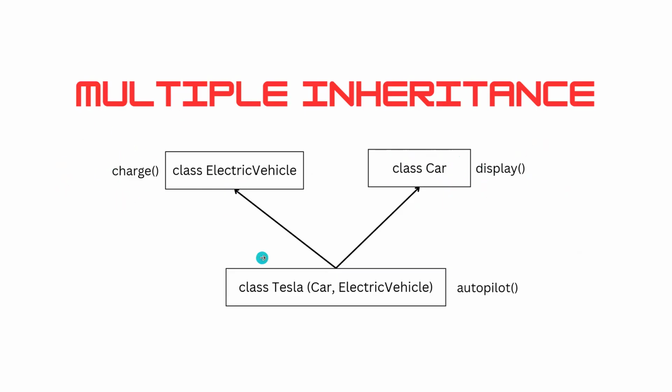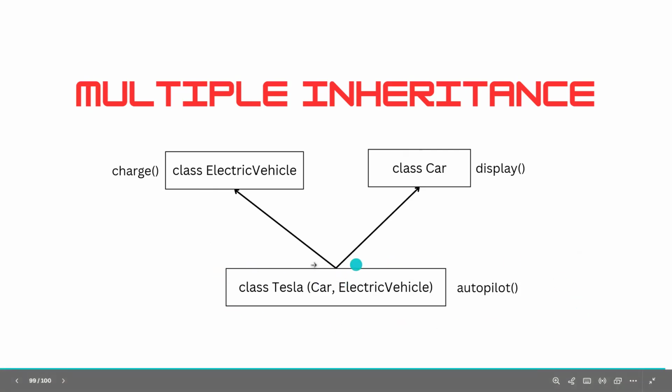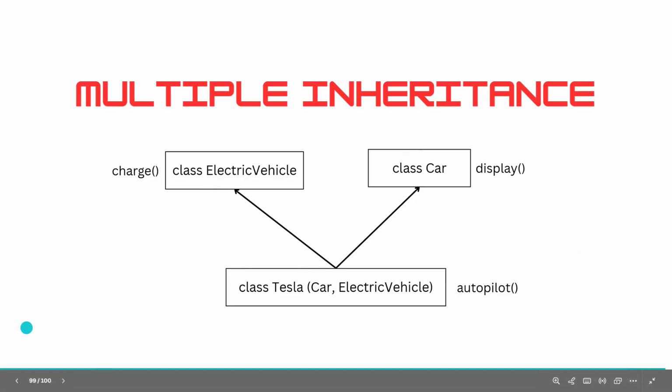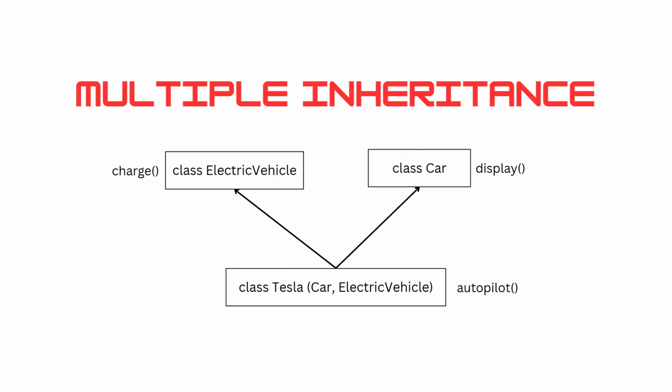So now at the end of the day, it is a car which is an autopilot car, getting electrically charged and having all the functionalities from the car also. Cool. Now let's go ahead and see how we can implement multiple inheritance.